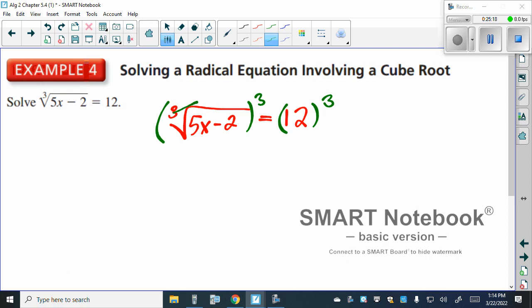Because the third root and third power, just like with our square root and square, the third root would be 1/3. We're talking about 1/3 times 3, which will cancel out, telling us that we have 5x minus 2 is equal to 12 cubed, which is 1,728. Again, we could type that into the calculator and it would give us the answer.